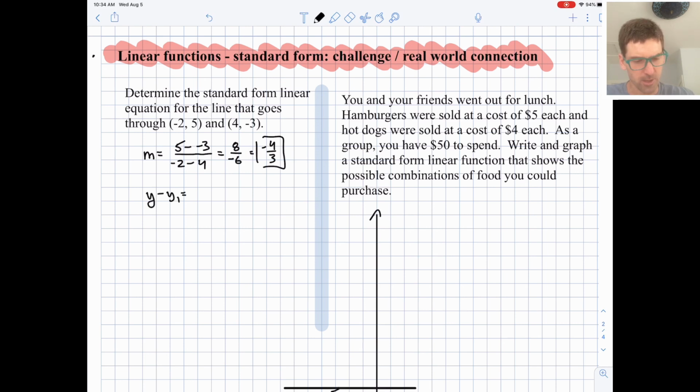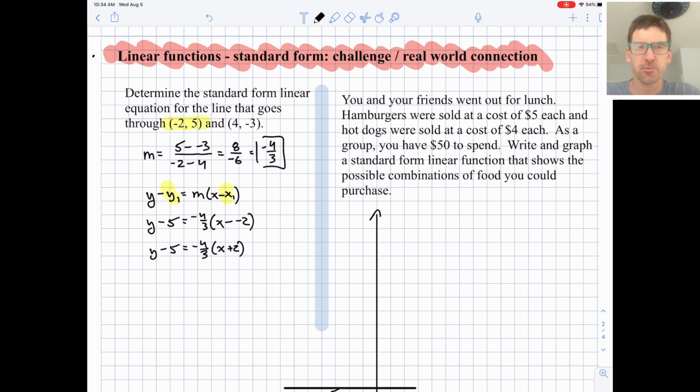y minus y1 is m times x minus x1, and we can fill in. And I'm going to use this point for my x1 and y1. So we have, let's see, y minus 5 equals our slope, -4/3 times x minus -2. So y minus 5 equals -4/3 times x plus 2. So if we'd been asked for point slope form, we'd be done, but we were asked for standard form, so we have some more work to do.